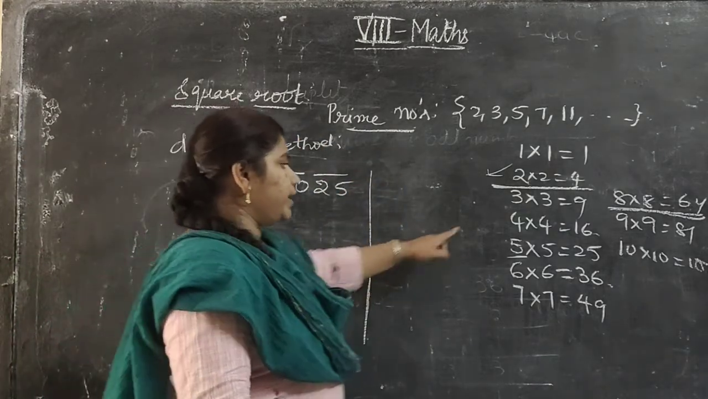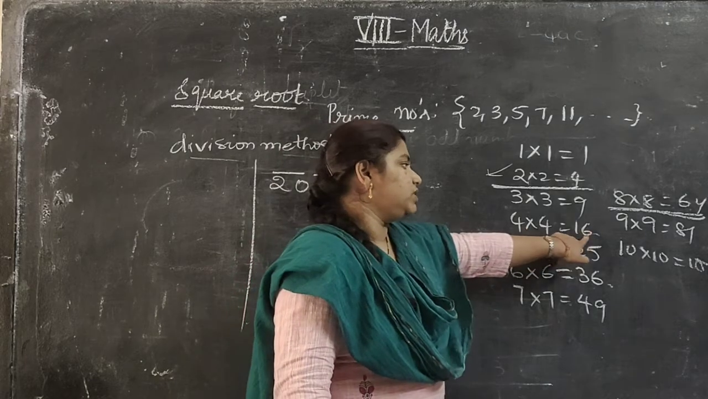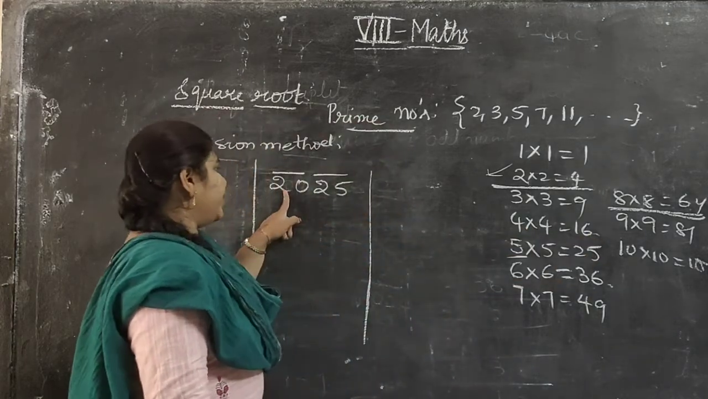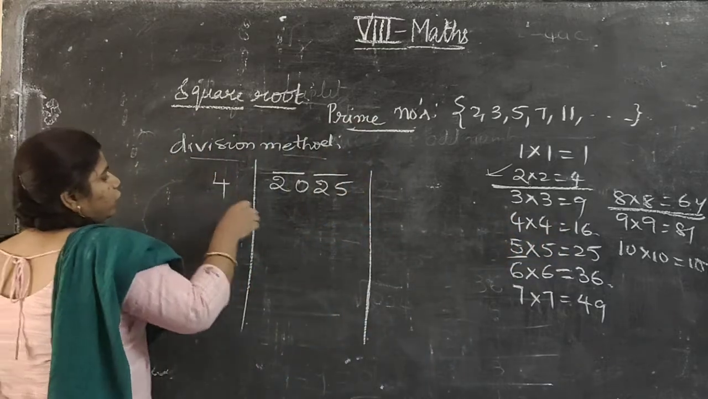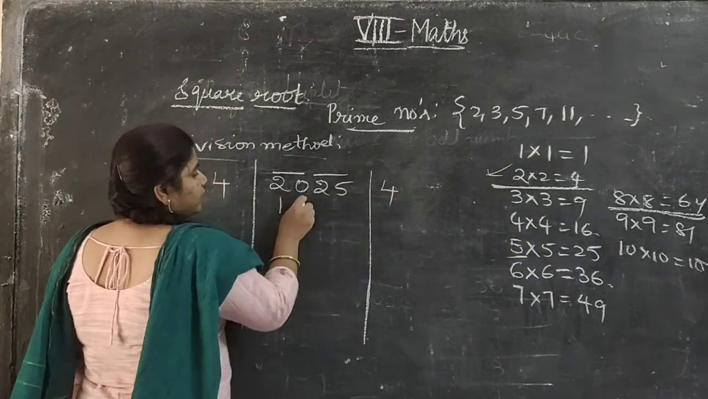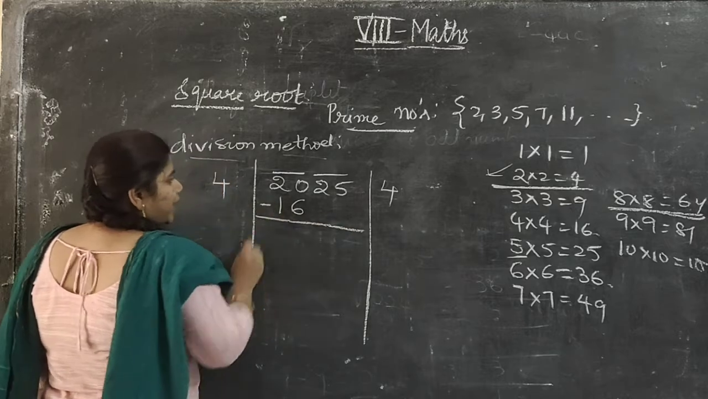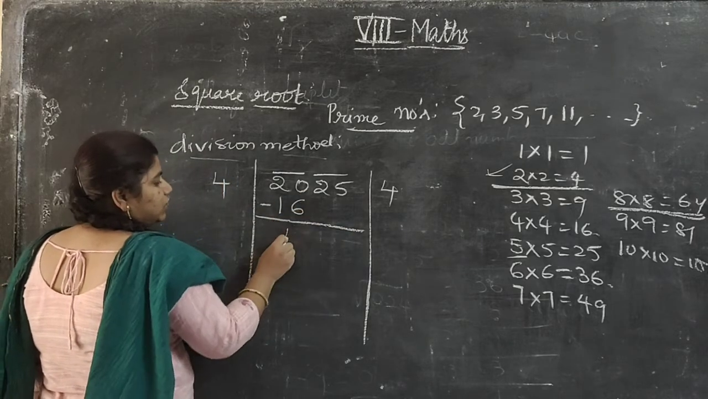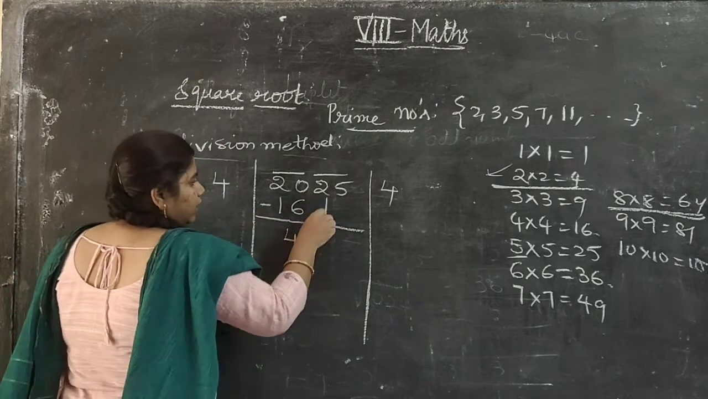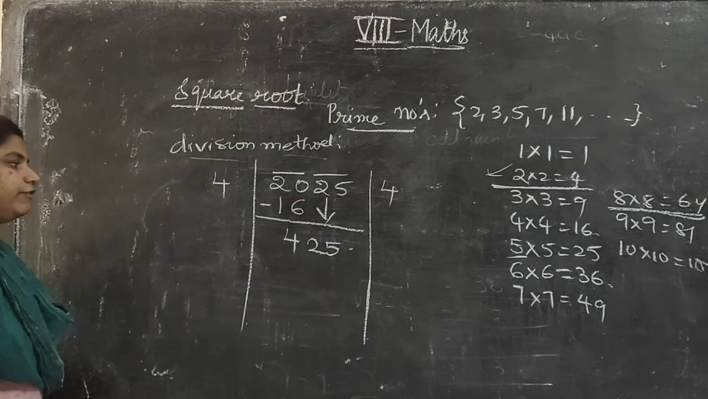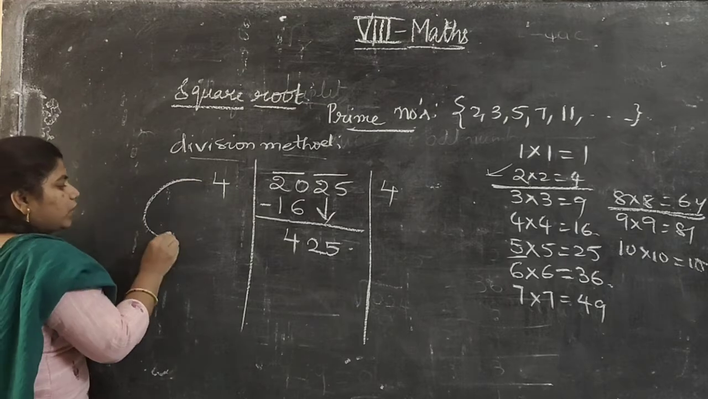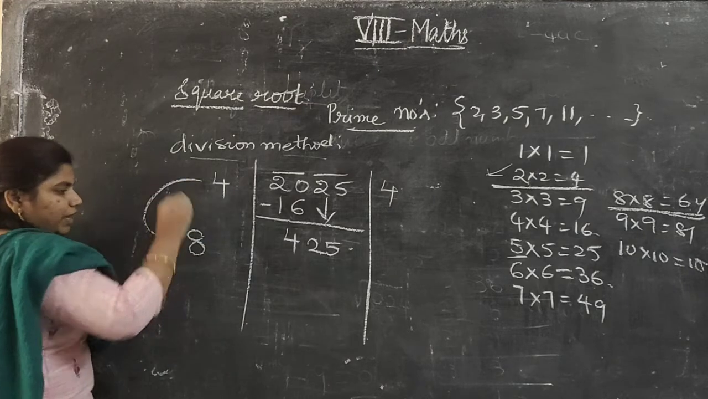So which number can you take? You can take 4 into 4, that is equal to 16. So 20 is greater than 16, so I am taking it as 4. So 4 4s are 16. Subtract this: 20 minus 16 will be equal to 4. Bring this whole number, that is 25, down. So it became 425. Now double this 4. Double this 4 means it will become 8.